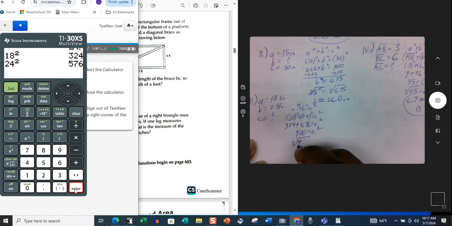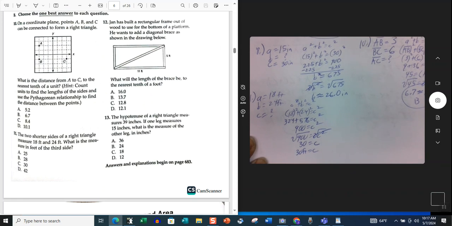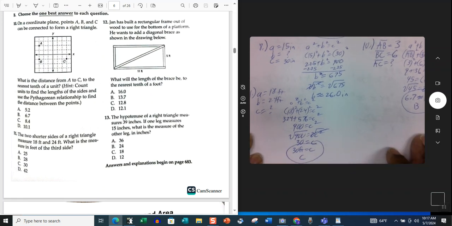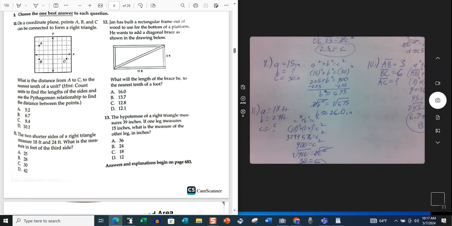So we'll take the square root of both sides. The square root of 900 is exactly 30. And the square root and square will simplify out and leave you C. So our answer here would be 30. It'll actually be 30 feet. So I'll put 30 feet is equal to C. And then it'll be actually C from our answer choices.